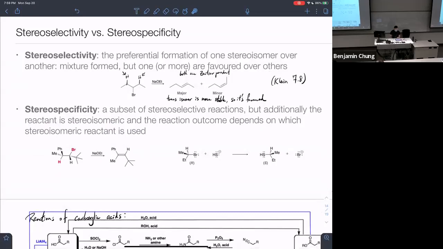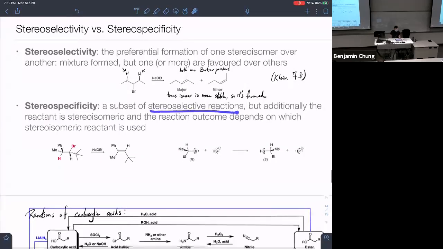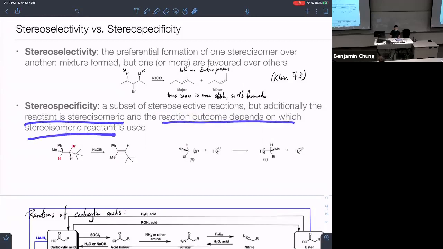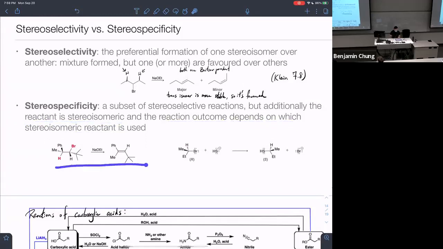So stereospecific reactions are a subset of stereoselective reactions, but the reactant is stereoisomeric, and the reaction outcome depends on which stereoisomer is used. So this is another example of an E2 reaction that is actually stereospecific. And it's stereospecific because we can only form this alkene. The other alkene can't be formed.